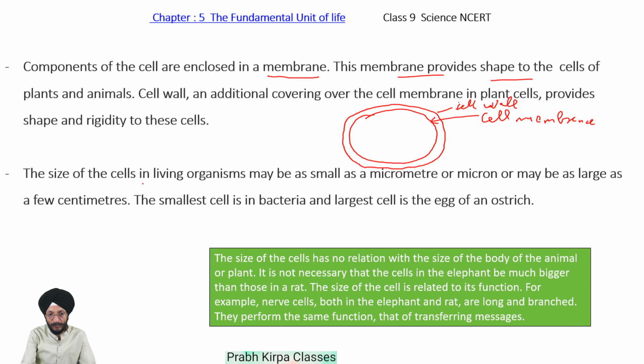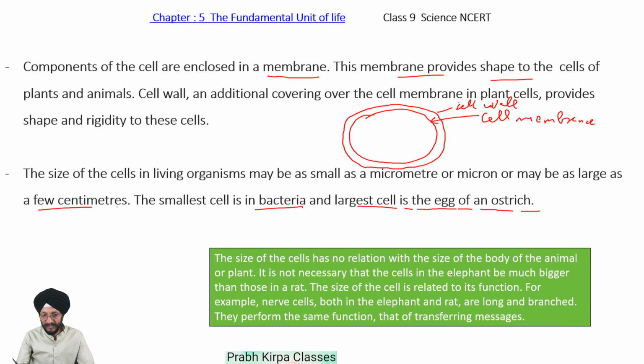The size of the cells in living organisms may be as small as a micrometer or micron, or may be as large as a few centimeters. The smallest cell is in bacteria and the largest cell is the egg of an ostrich.